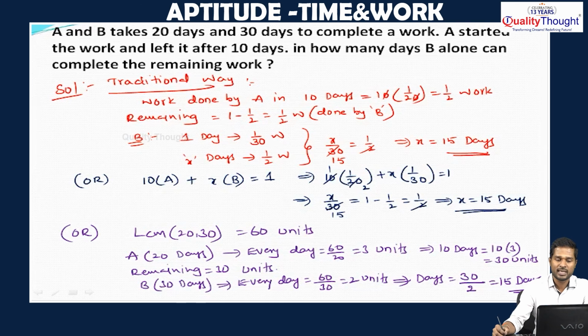But in the question it is given that A worked for 10 days and left after it. So 10 into 3, he completed 30 units and still 30 units of the work is left. This should be done by B. Now out of 60 units, B will do it in 30 days, means every day he will do a work of 2 units. So if he does 2 units of work every day, to complete 30 units of work, he will require another 15 days.